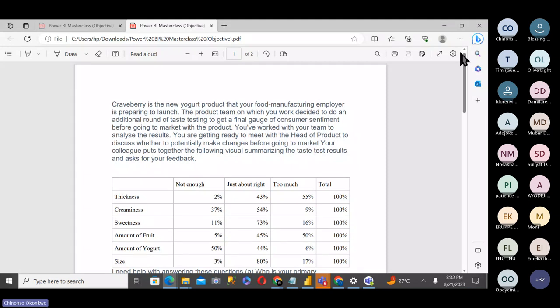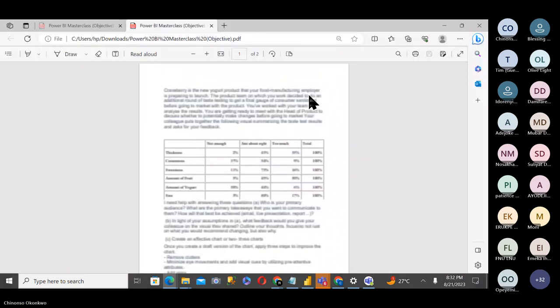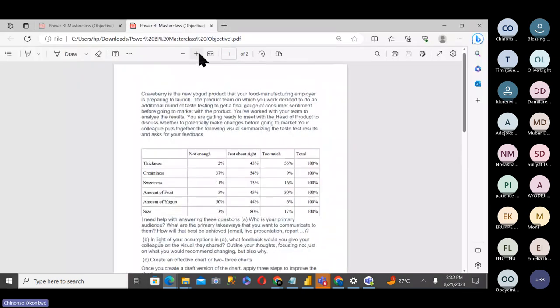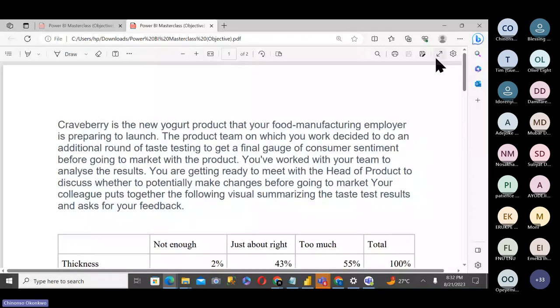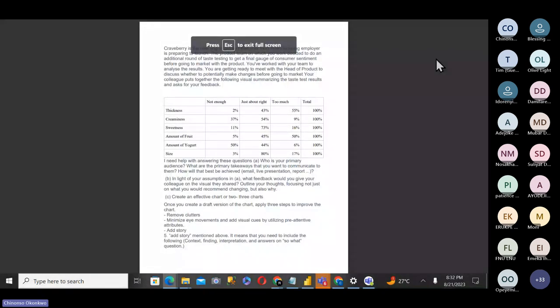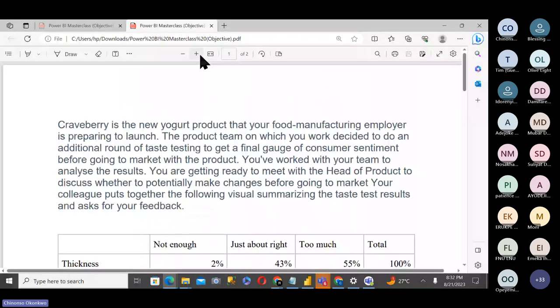Apologies for the time. Let me make this bold. I didn't think about the fact that it might not be clear. Let's make this bold. Yes, I think this is better. Okay, so let's work with this.